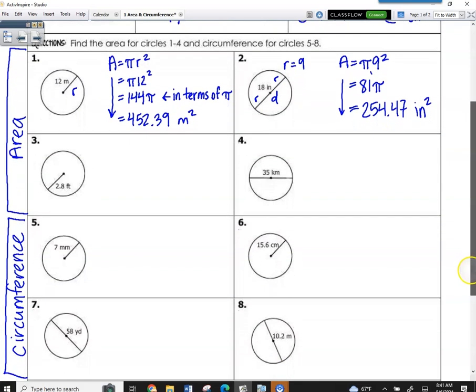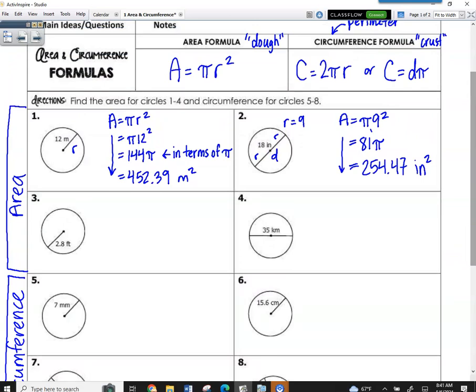Let's skip to circumference. So, number 5. Numbers 5 through 8, you have 2 choices of formulas to use. I would use the one based on the picture, on what they give you. Number 5, what do they give me? Radius or diameter? That is a radius, so I'm going to pull the circumference formula, 2 pi r. Alright, we're going to plug it in. So 2 pi 7. In terms of pi, you would just multiply the 2 times the 7. So 14 pi.